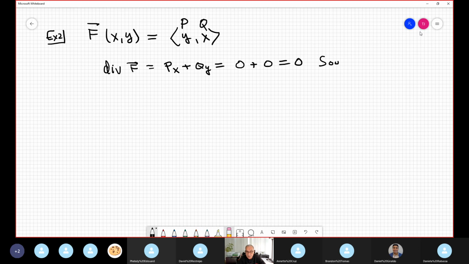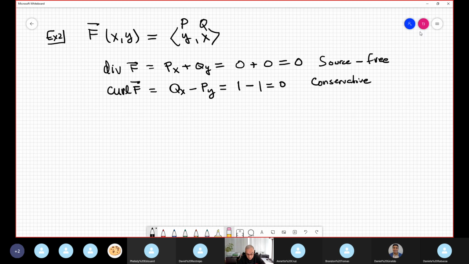So this is called source free: no source in this vector field. Okay, what about the curl? The curl gives me information about rotation. The definition is the partial derivative of Q with respect to x minus the partial derivative of P with respect to y. The partial derivative of Q with respect to x is 1, minus the partial derivative of P with respect to y, which is 1. Wow, 1 minus 1 is 0. So it is again conservative.